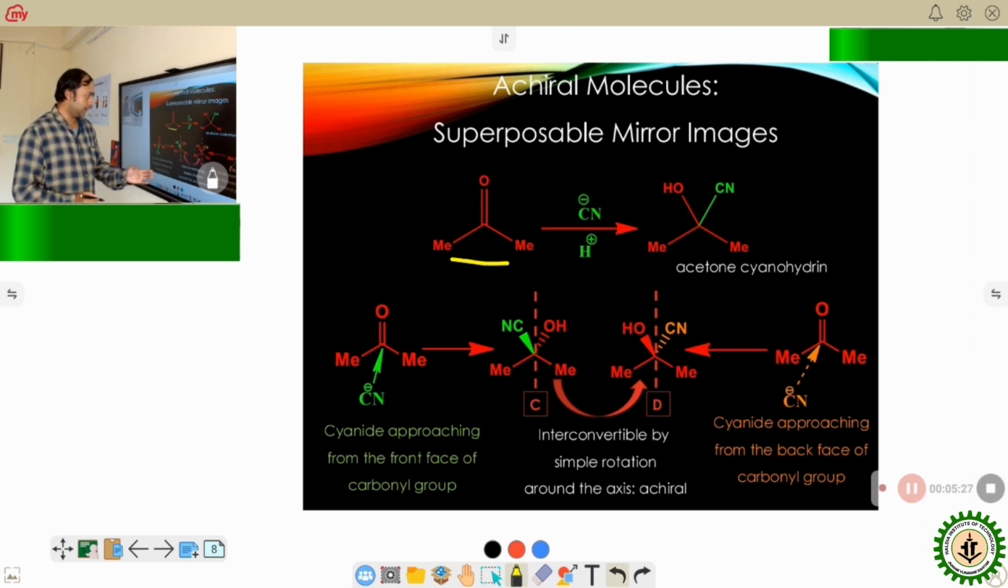In this case we see the resultant two products, C and D. But what happens here is that these two products, C and D, are interconvertible by simple rotation. So they are superposable mirror images. That's why this molecule is an example of an achiral molecule. If the molecules are interconvertible by simple rotation around an axis, then it is an achiral molecule.